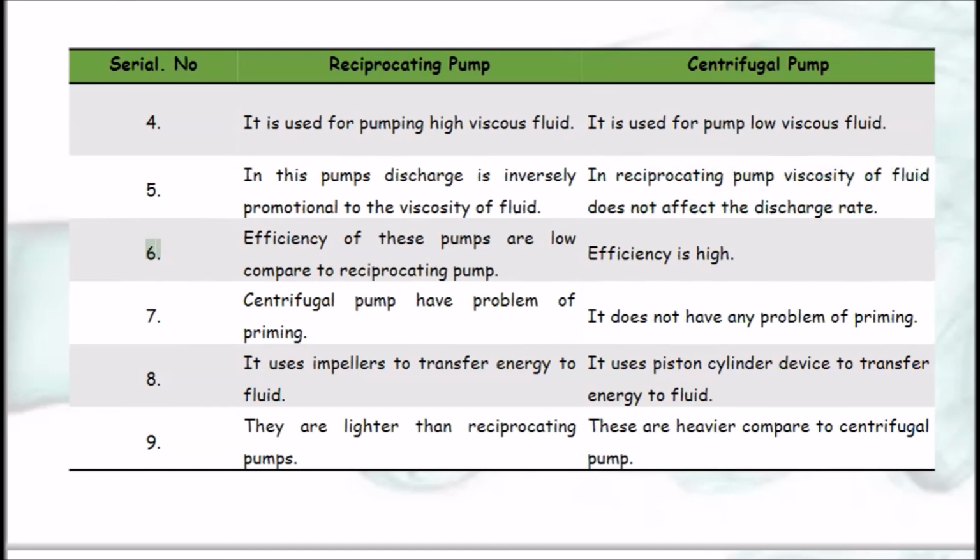Six. Efficiency of these pumps is low compared to reciprocating pump. Efficiency is high. Seven. Centrifugal pump has the problem of priming. It does not have any problem of priming. Eight. It uses impellers to transfer energy to fluid. It uses a piston cylinder device to transfer energy to fluid.